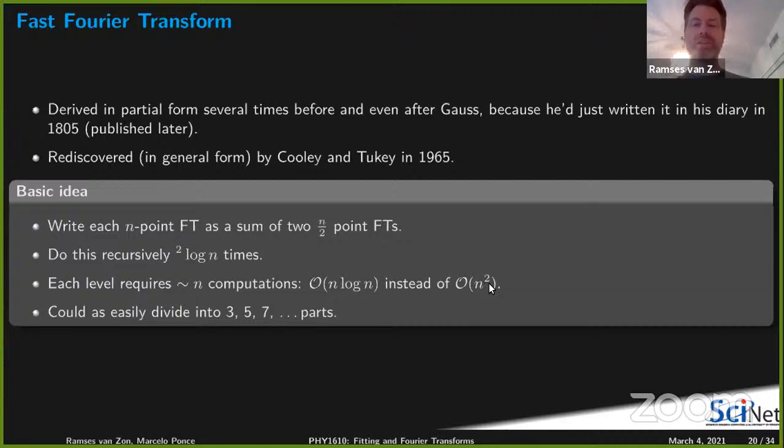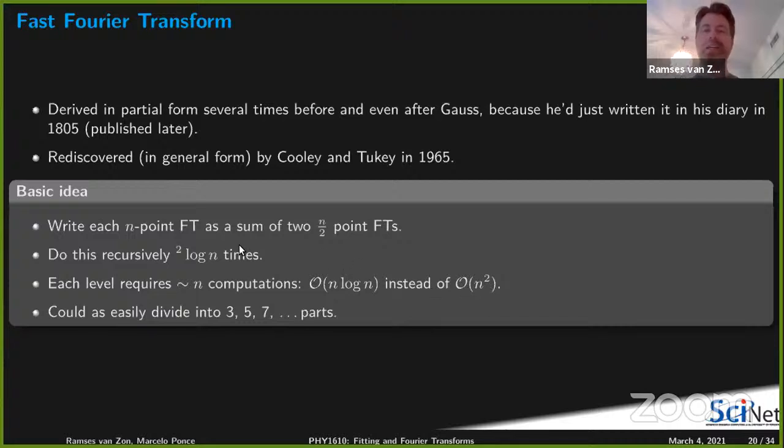Just try it for a few values of n. Even with a prefactor that is, say, about 10 times larger, you very quickly, for substantial sets of data, win in terms of speed over the naive method.